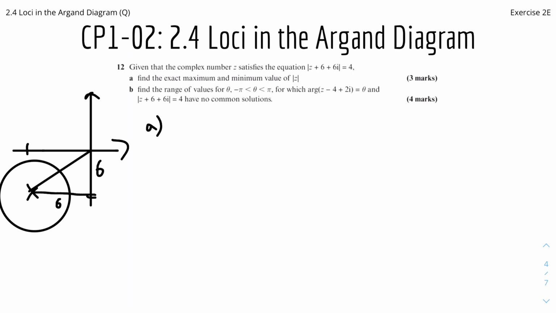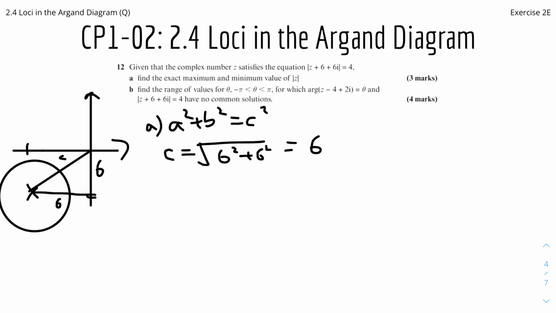So part A, it will be c. a squared plus b squared equals c squared. c will be equal to the root of a squared plus b squared. In this case, a is equal to 6 and b is equal to 6. Therefore, it will be 6 root 2. c is 6 root 2. And we know that the radius is 4. Therefore, we can just do it quite easily.